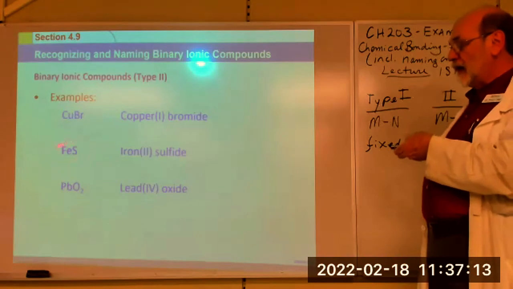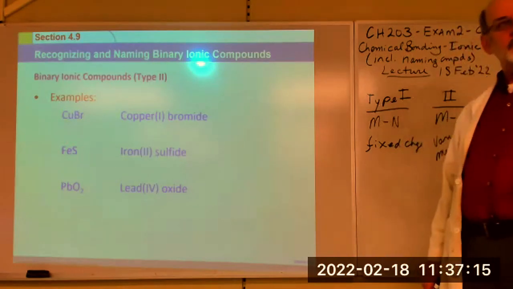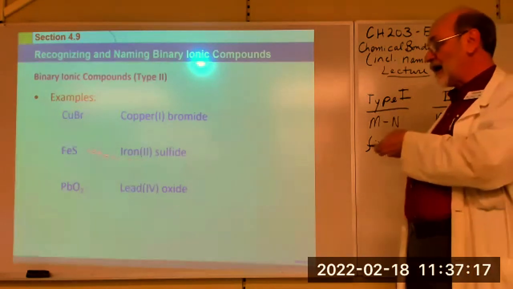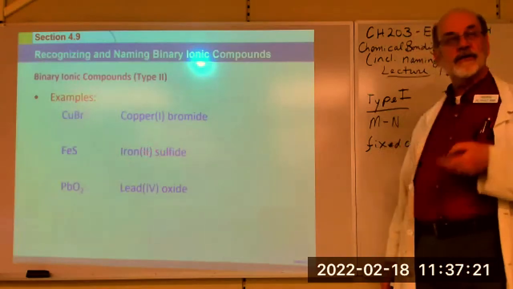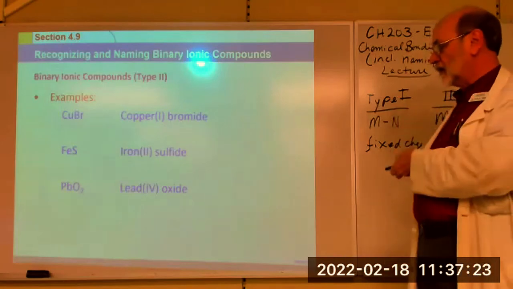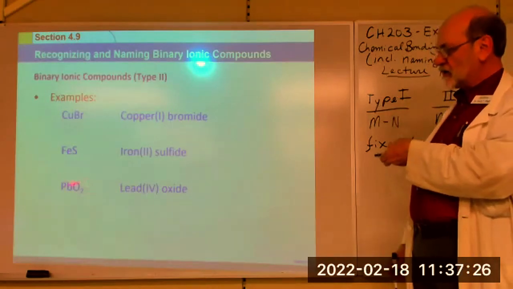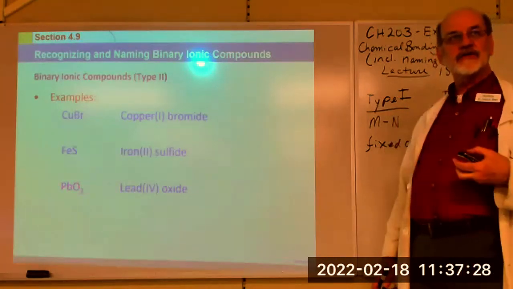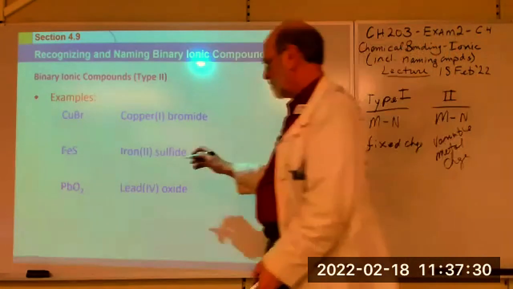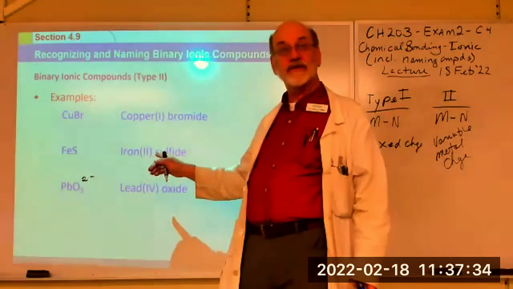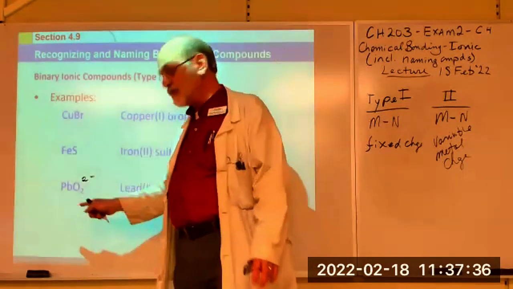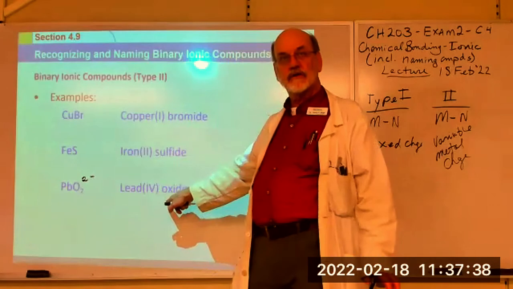Iron and sulfur. Sulfides are all two minuses. So this one iron has to be a two plus. No other possibility. Iron, two sulfide. And lead, four oxide, because this one is oxygen with a two minus charge. Two times two is four minus. So that one lead has to be 4 plus to balance the charge.